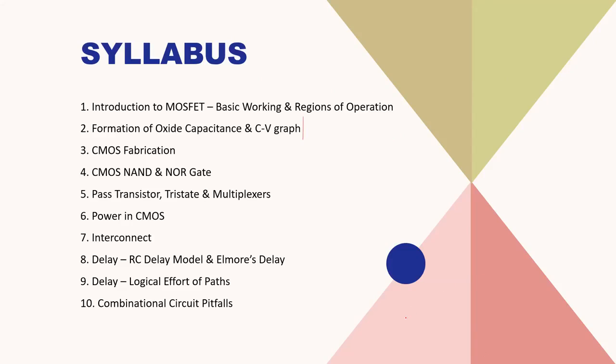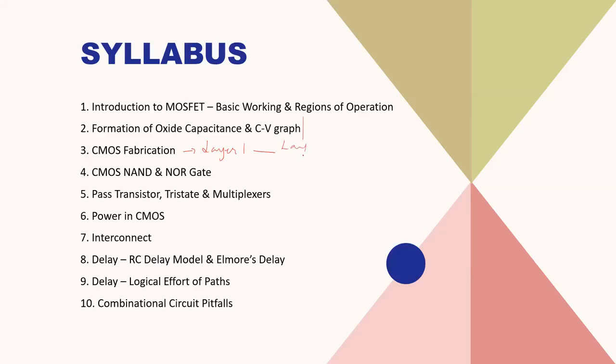Then the next topic will be about the formation of oxide capacitance, how the capacitance is formed between the gate and the substrate. And finally, we will also study the CV graph. After that, we will focus on the third topic, which is CMOS fabrication. And we'll go through the entire steps of how CMOS gets fabricated, that is from layer 1 to all the final layers.